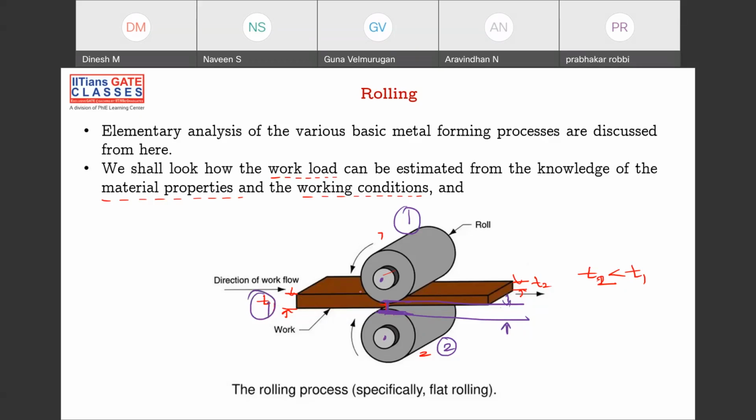And then obviously if you are trying to allow this thing in between, then the thickness of the slab will be reduced, right? And of course, as I mentioned here, T2 will be less than T1. That is what you want to get, right?